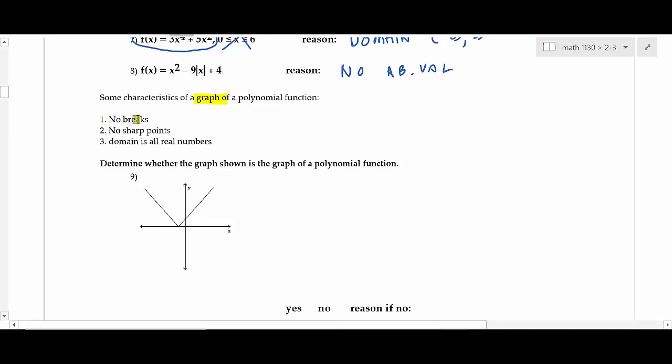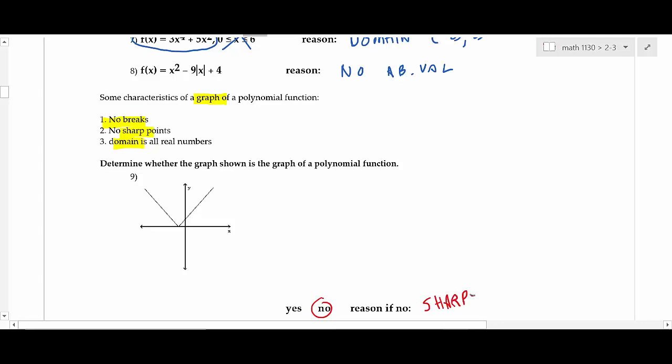So first of all, these are the characteristics. You don't have any breaks. There's no sharp points like on an absolute value. And the domain's all real numbers. So what I'm doing is just giving some graphs, and we're going to look at whether they could be a graph of a polynomial or not. Okay, number 9, could that be a polynomial? No, okay, because it has a sharp point.